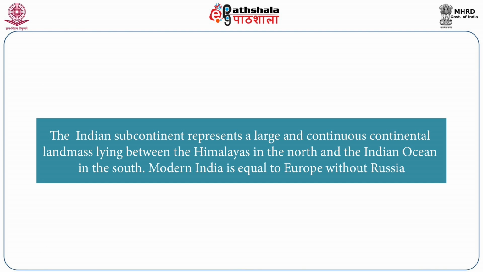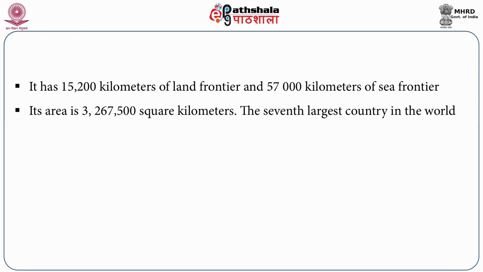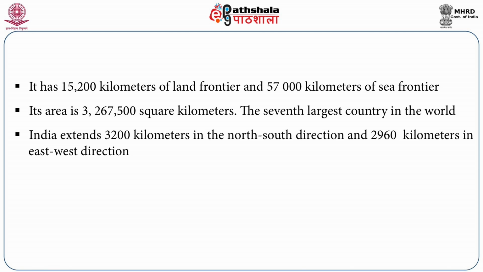The Indian subcontinent represents a large and continuous continental landmass lying between the Himalayas in the north and the Indian Ocean in the south. Modern India is equal to Europe without Russia. It has 15,200 kilometers of land frontier and 57,000 kilometers of sea frontier. Its area is 3,267,500 square kilometers. This is the 7th largest country in the world. India extends 3,200 kilometers in the north-south direction and 2,960 kilometers in east-west direction.